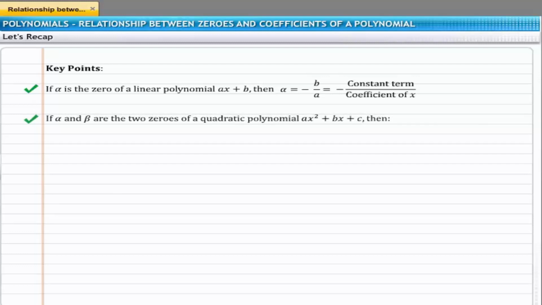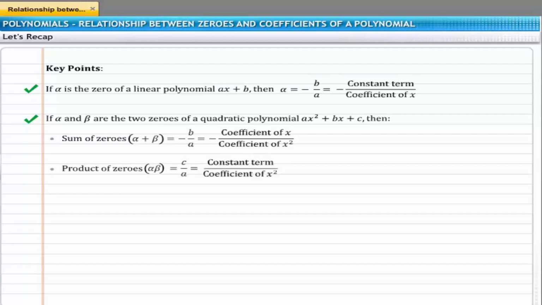If alpha and beta are the two zeros of a quadratic polynomial, then the sum of the zeros of a quadratic polynomial is equal to the minus of the coefficient of x divided by the coefficient of x square. And the product of the zeros of a quadratic polynomial is equal to the constant term divided by the coefficient of x square.